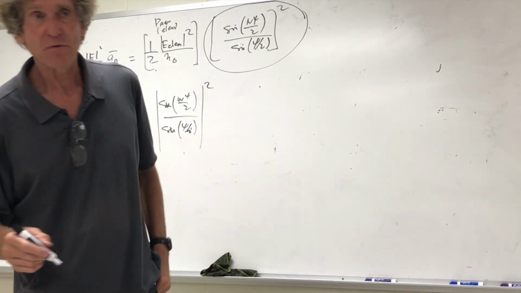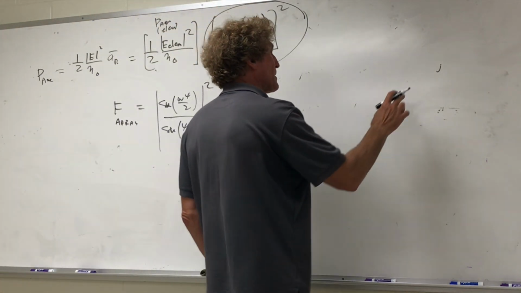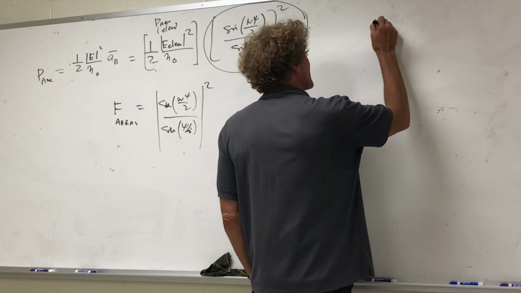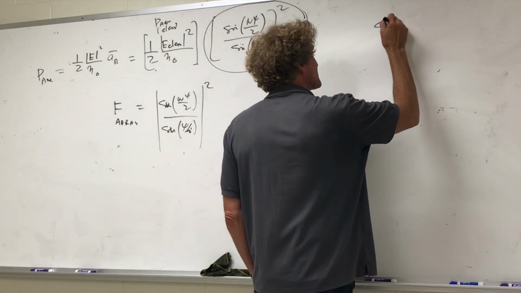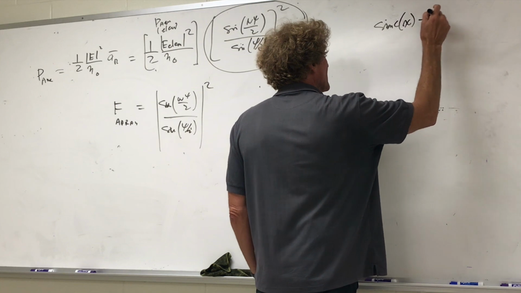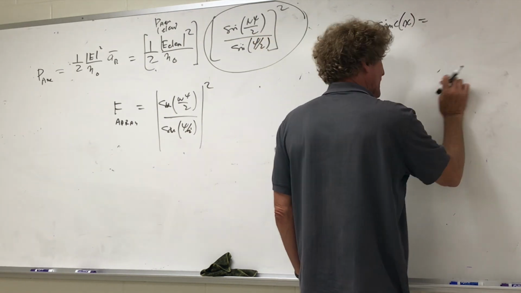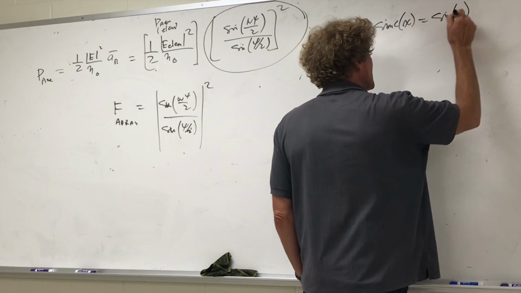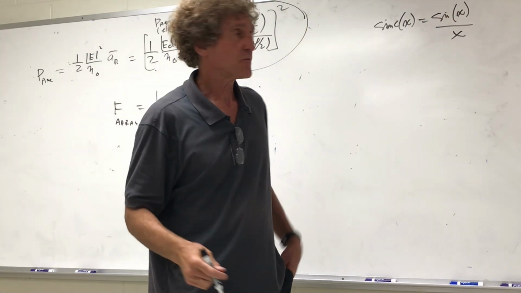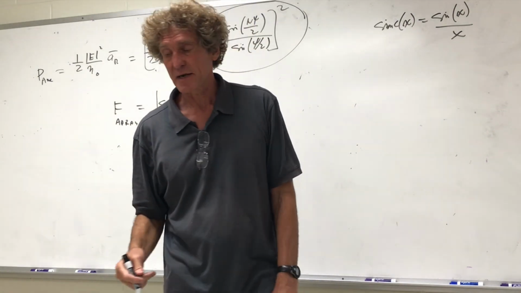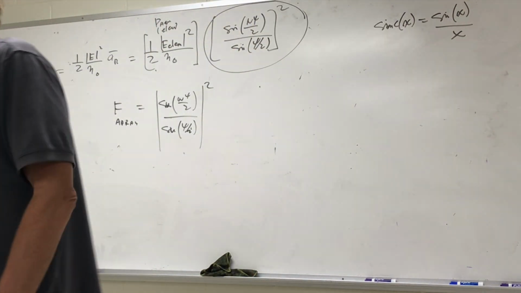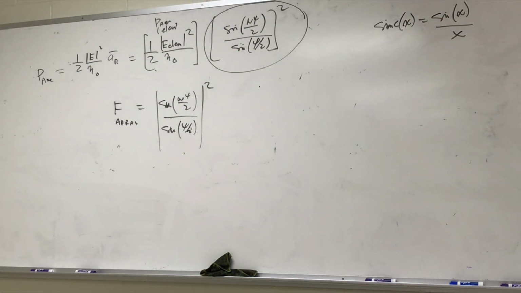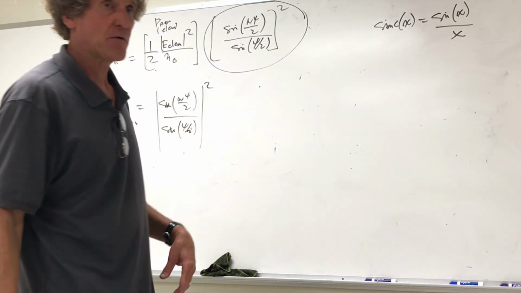Now, if you remember this, do you all remember your friend the sinc function? Sinc of x. Now, there's two definitions. This is the one I'm going to use: sine of x over x. Another one is sine of pi x over pi x. That's the sinc function they use if you want all the zeros, where that function is 0, to be spaced at 1, 2, 3, 4, 5.